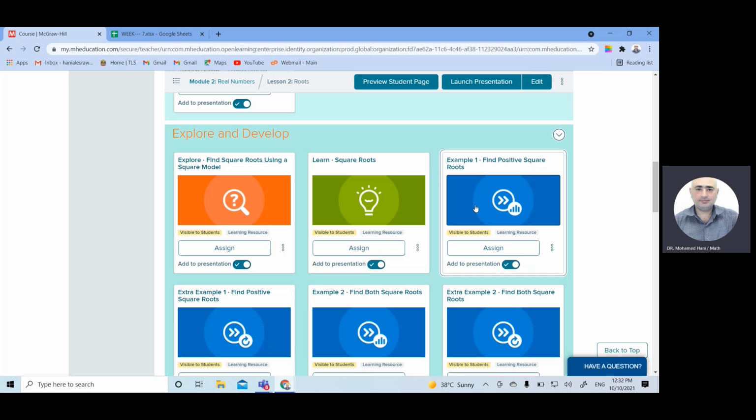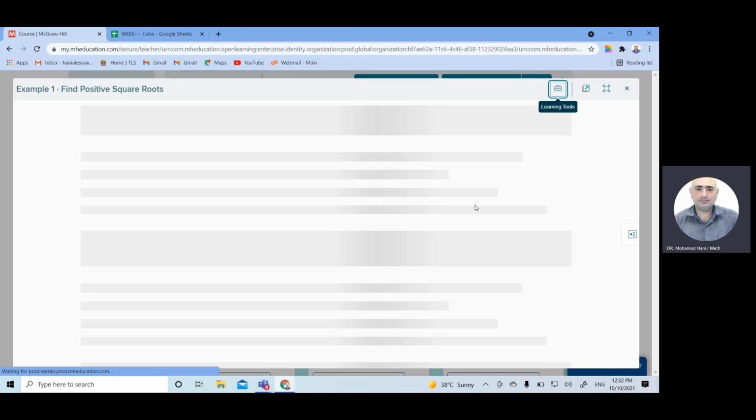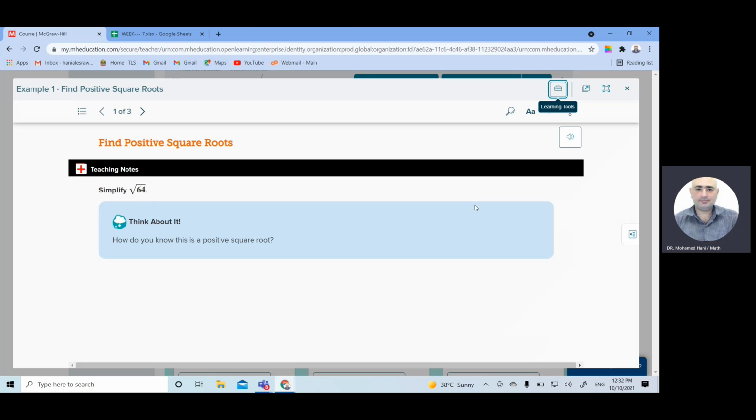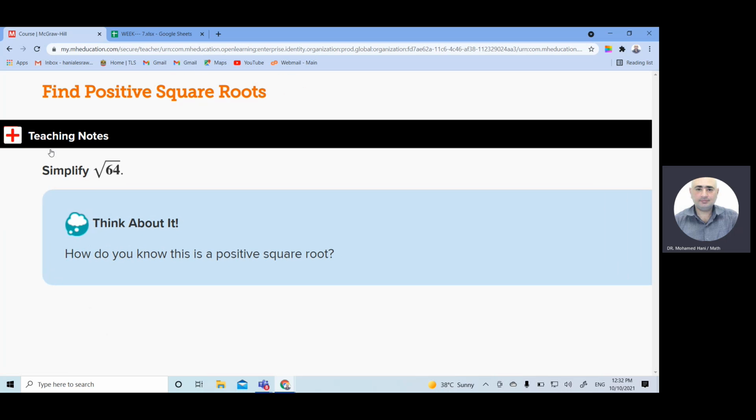Example. The question here: simplify. This sign means square root. So how do you know this is a positive square root? Right. When you see this sign, it means we have a square root.